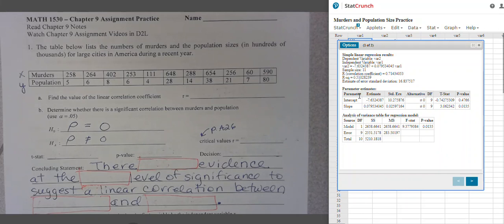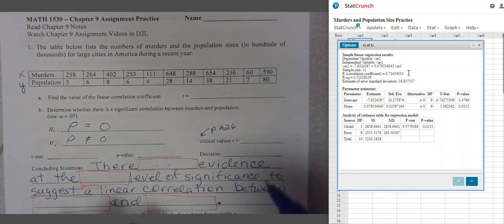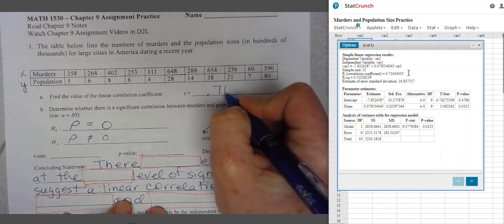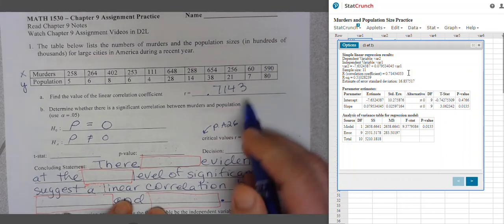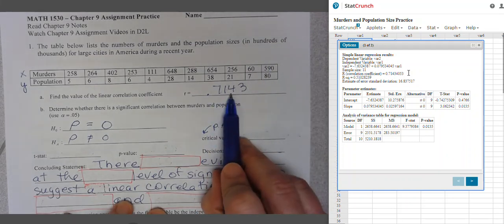So where do we get that number? Right here, R is the correlation coefficient. This is where we get that. So we have 0.7143. Now, this is getting close to 1.